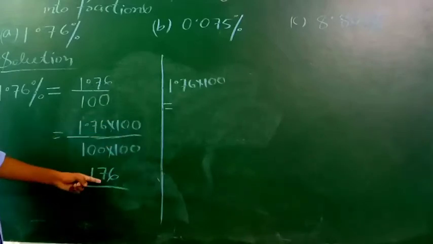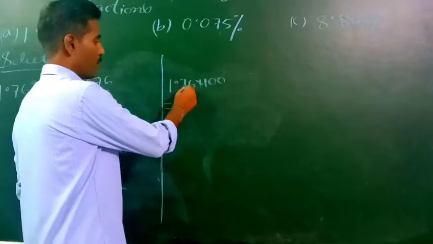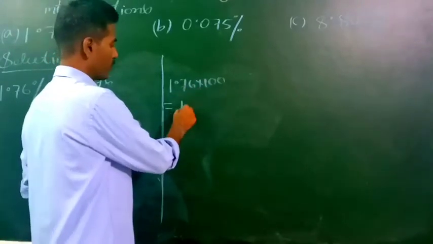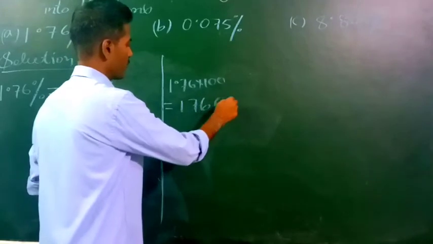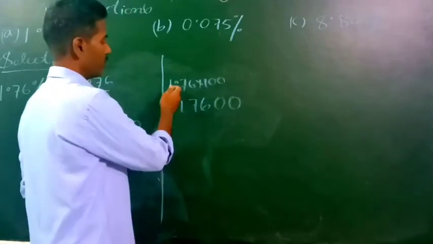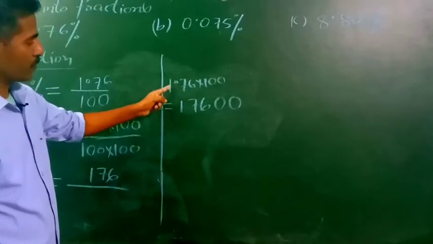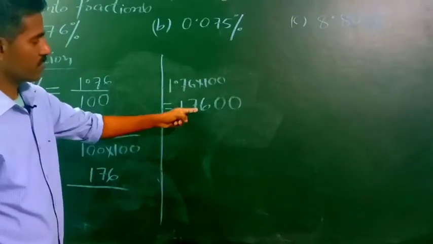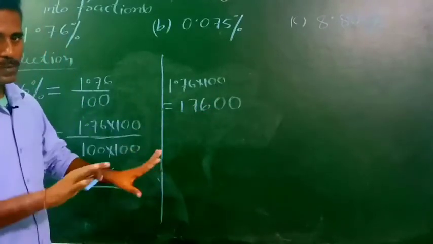Directly what I have done, I have not done anything, just 1.76 after I have multiplied, and next step what I write? 176. How do I get like this? See, 1.76 into 100. So we know whenever we multiply any number by 100, you have to put 2 zeros after the number. So leaving the decimal, we'll write down 176, and these 2 zeros will put here. Getting? It's very simple, is it?